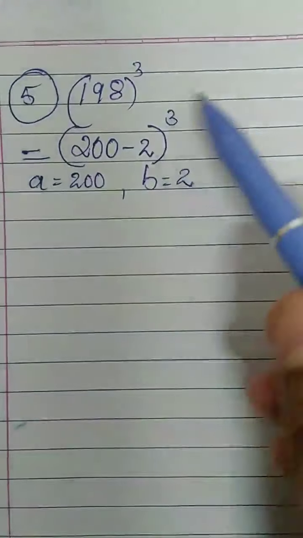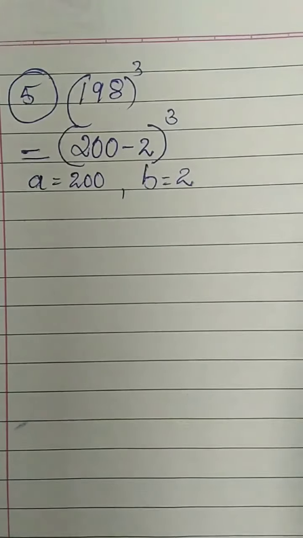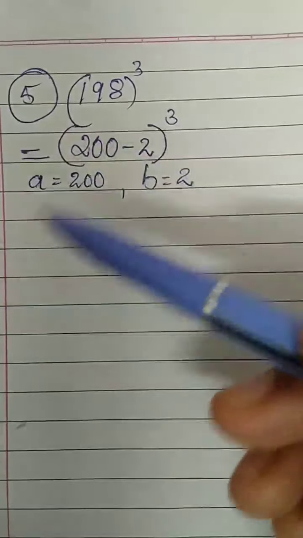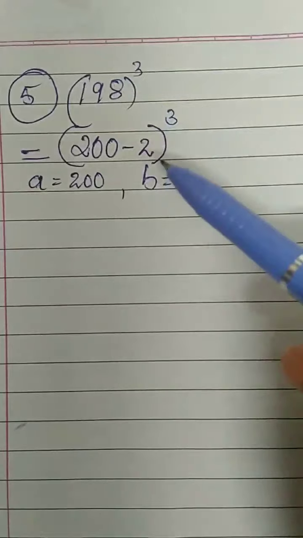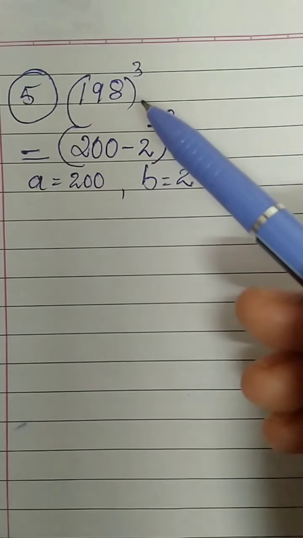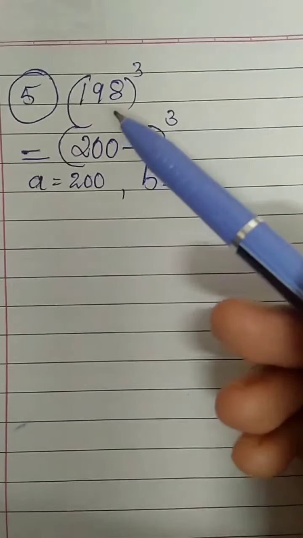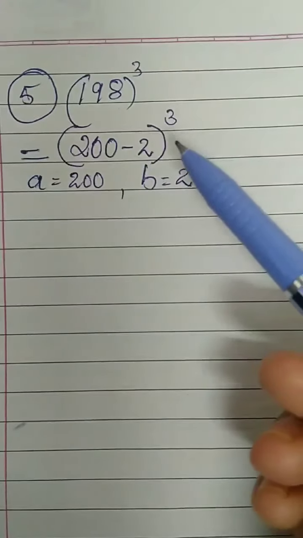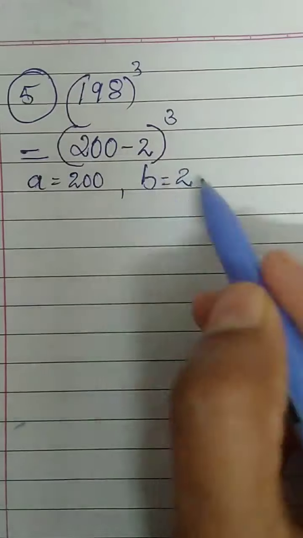See, remember children, here you should not do 198 into 198 into 198 directly and get the answer. Here what are they testing? They are testing whether we know the expansion formula, which formula to be used appropriately. Here we will use the expansion formula A minus B the whole cube, because we know that 198 can be written as 200 minus 2. 200 minus 2 is 198. So A is 200, B is 2.